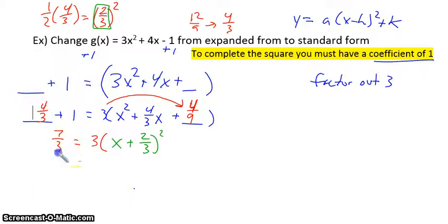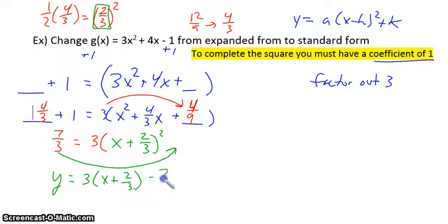And the last thing I want to do is bring this back over by subtracting it. So my y would be equal to 3 times x plus 2 thirds, squared, minus 7 thirds. And I forgot to put my squared on there. And so this, again, I could look at this, and if the question asked you what is the vertex, now that it's in vertex form, you'd say it's negative 2 thirds, because remember it's minus up here, and then negative 7 thirds.